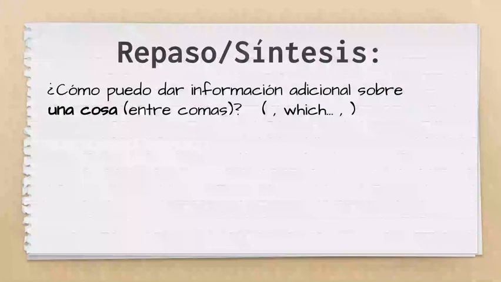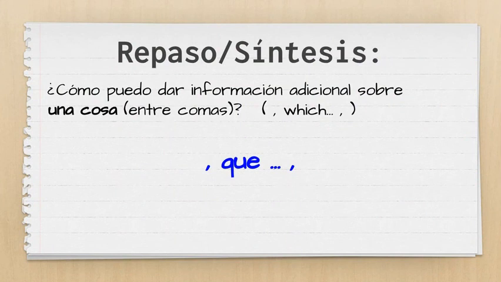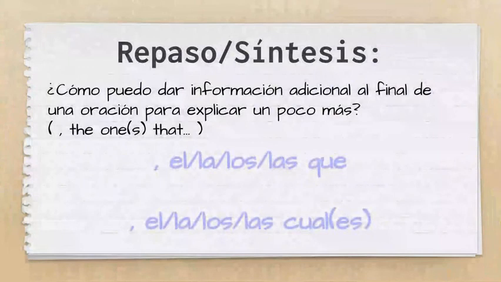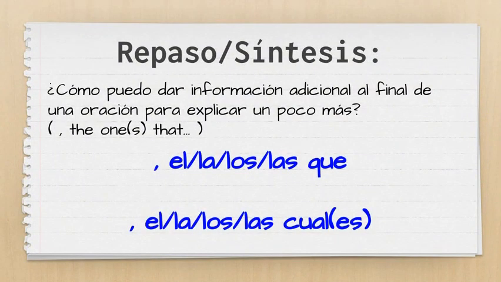Likewise, if you want to give extra information about an object, right, not a person, you can use que. Que can be used as which to give extra information in between commas for a non-restrictive clause. And also remember that to say the ones that, you could use either el que expressions or el cual expressions. Both could be used. Both are equally correct for that.